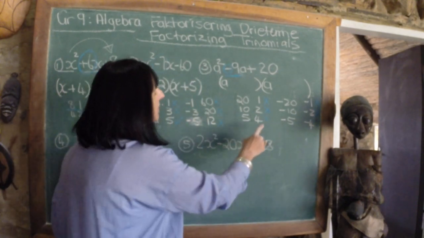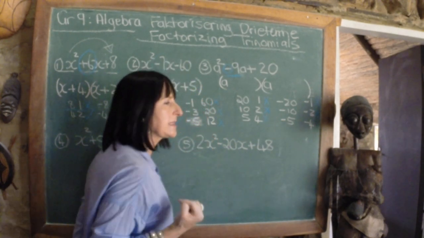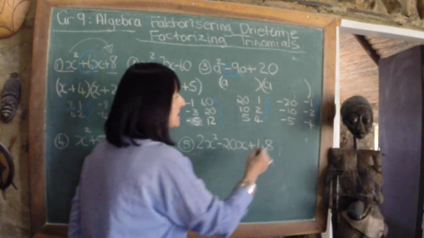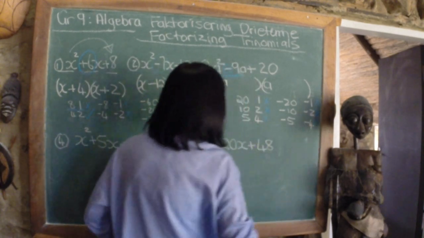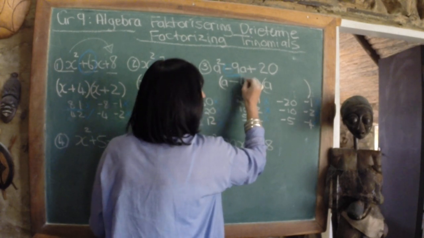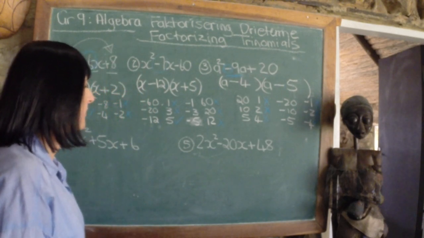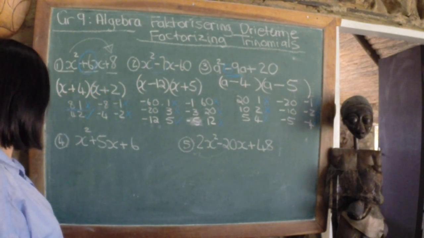Kom ons stel hierdie bymekaar. Minus 5 minus 4. Yes! Dit gee vir my minus 9. That's the one. I'm going to insert it in my bracket. You can put in minus 4 first or minus 5 first and the other one in the second bracket.